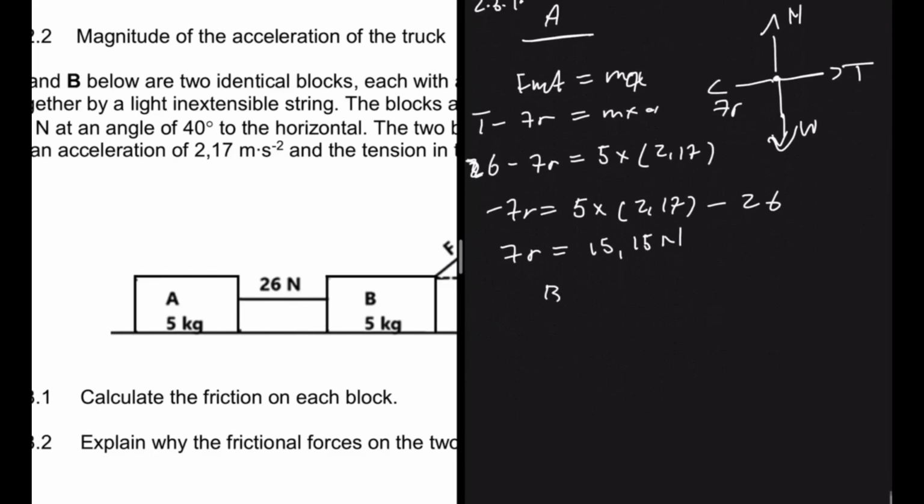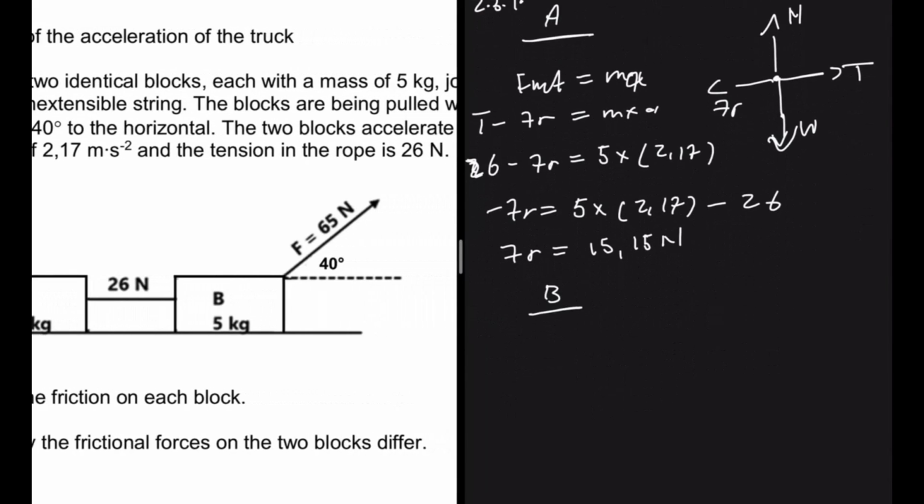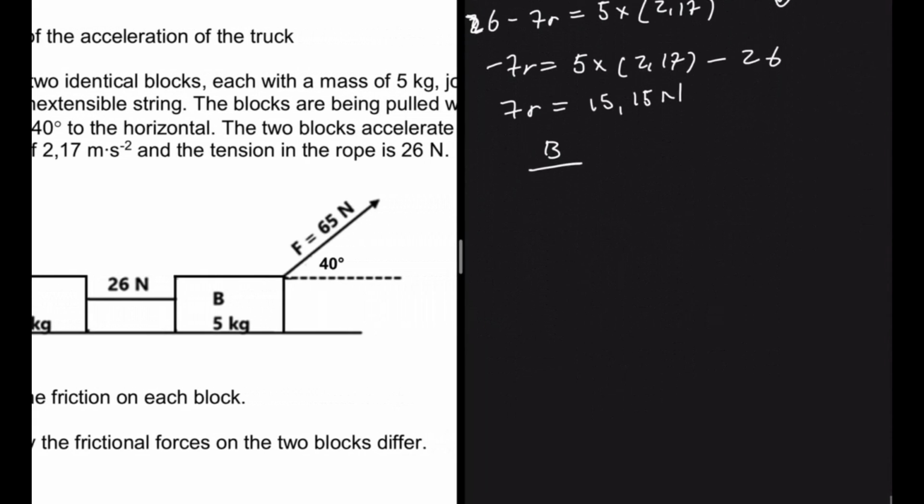And moving to block B, let's use the same approach. Let's start with the free body diagram. We can never go wrong with the free body diagram. So we have the weight, we have the normal force, we have the tension and the frictional force opposing. And then the force that is pulling, we have Fx, the x component of F. And then we have Fy, the y component of F.